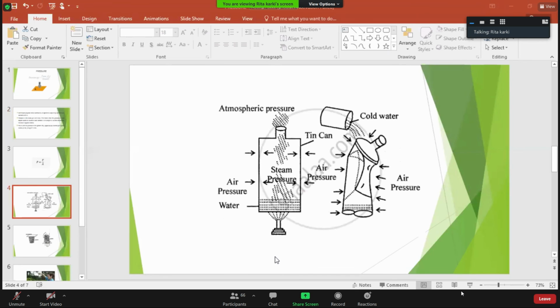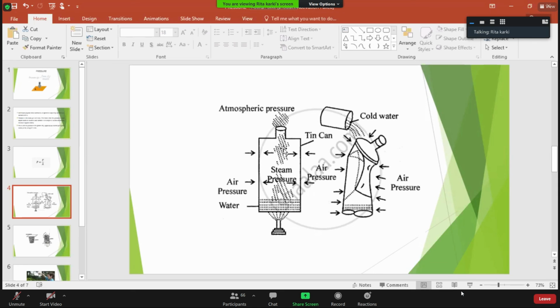You can cool it by letting it remain for some period of time, or you can also pour some amount of cold water slowly over the can, and we can see the effect of the atmospheric pressure. Take a can that is filled with the water, heat the can properly.